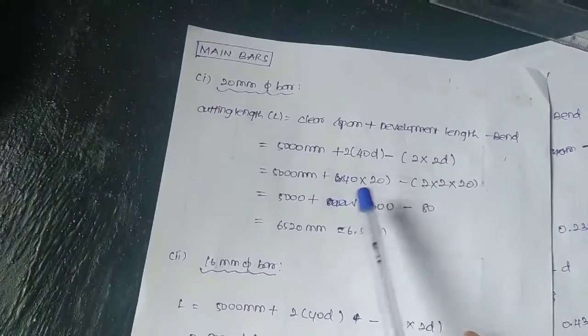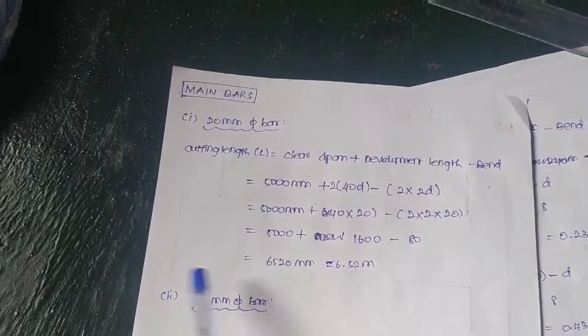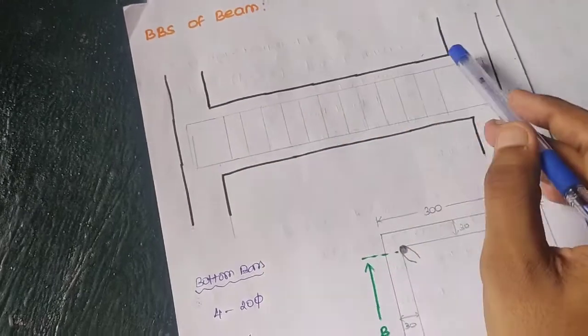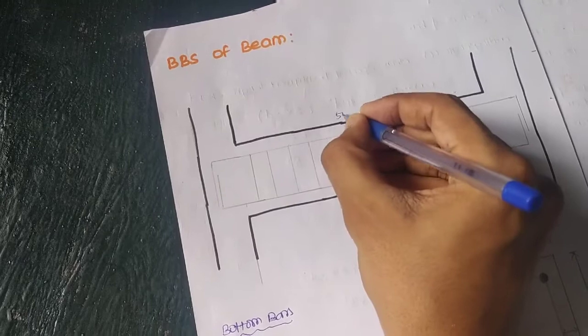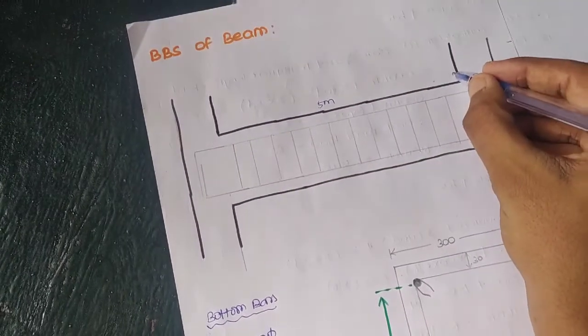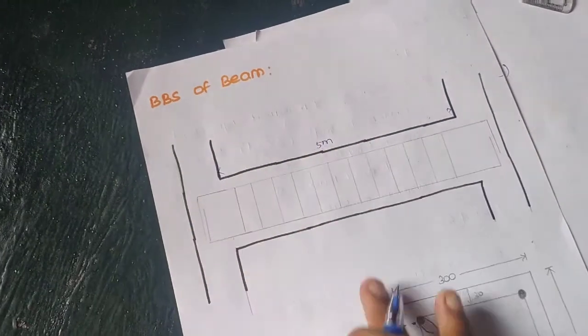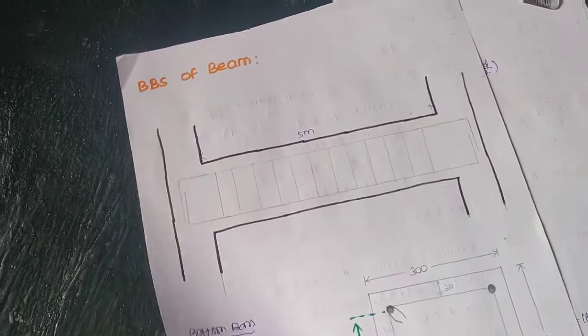What is given in this formula? It is given as cutting length is equal to clear span. What is the clear span? Clear span we can see from this portion to this portion. It is 5 meter, 5 meter from this portion to this portion. It is given in the question. Sorry, I forgot to write. 5 meter is the clear span.